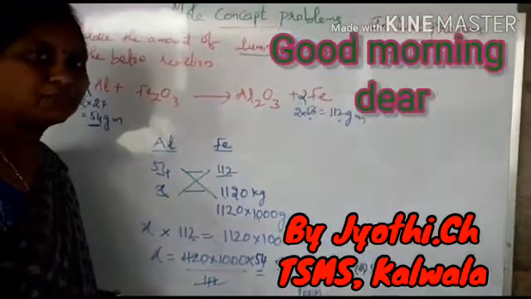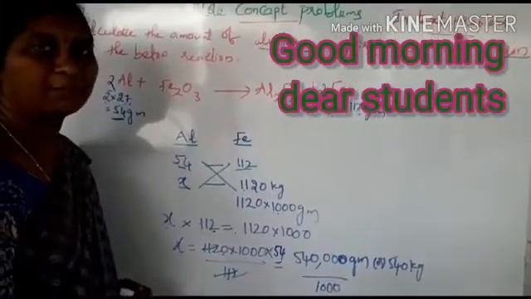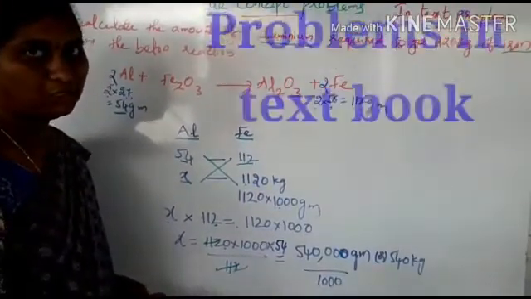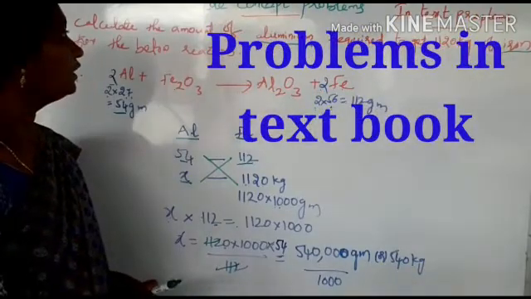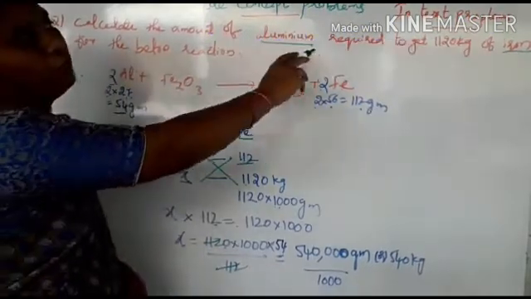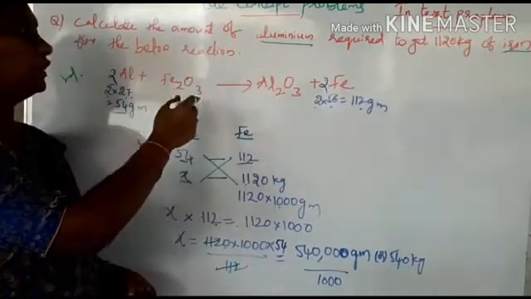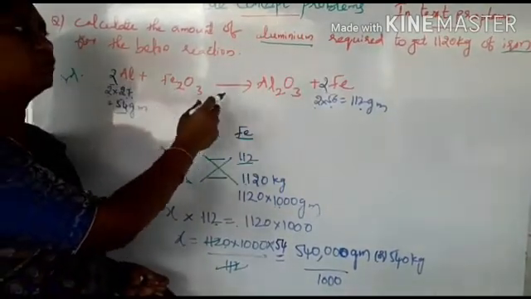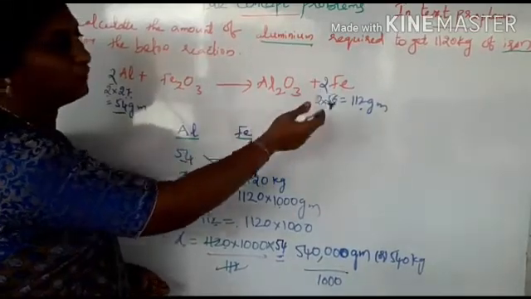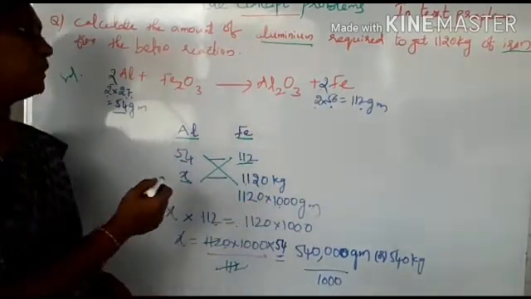Good morning students. We will go for a few more problems in the chemical equations under mole concept, which are in-text problems. So here there is a question. Calculate the amount of aluminum required to get 1120 kgs of iron from the below reaction. The reaction given is Al plus Fe2O3 gives rise to Al2O3 plus Fe. So first balance this reaction.